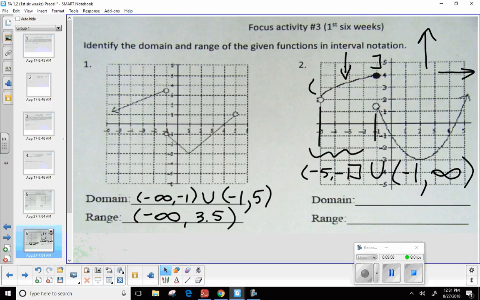But now always stop to ask yourself, is this one? And you're already saying yes. Why? There you go. This one is included, even though this one isn't. I can just pull those together. So my domain should be everything from -5 to what? Infinity.